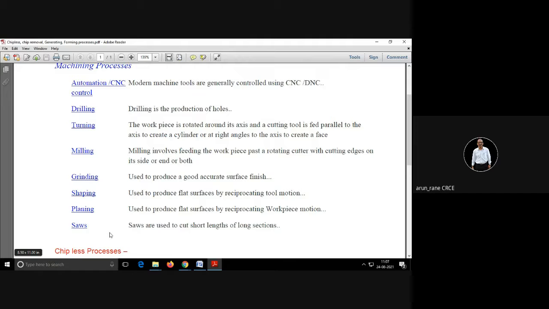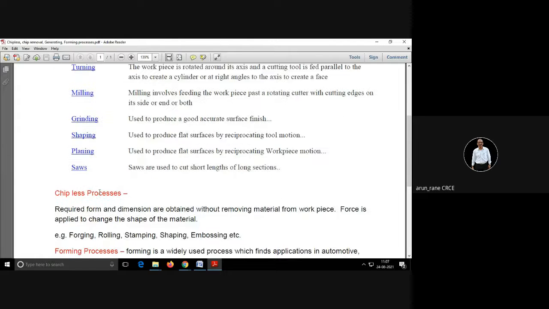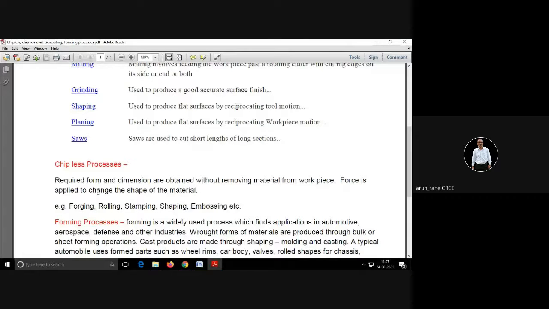In workshops you can see a power hacksaw. You might have used a hacksaw to cut a piece, which is called a hand hacksaw, and you may be familiar with the bandsaw. In a bandsaw there is a blade which is continuously moving elliptically. Then there are processes called chipless processes. In chipless processes, chips are not formed. What are those chipless processes? They are forging, rolling, stamping, shaping and embossing.